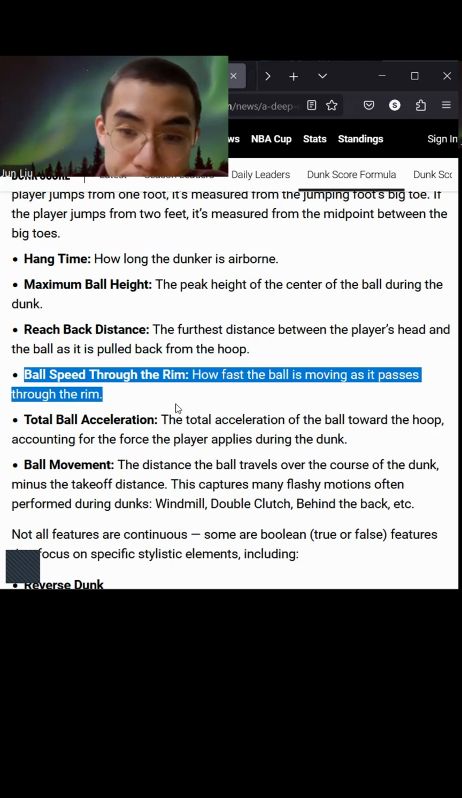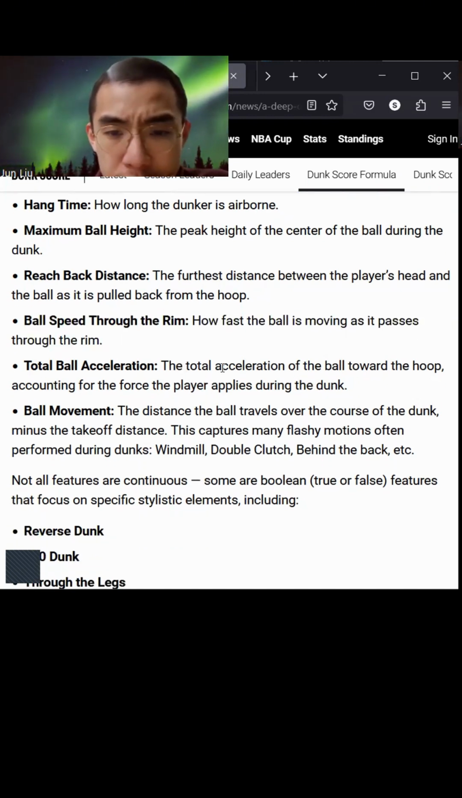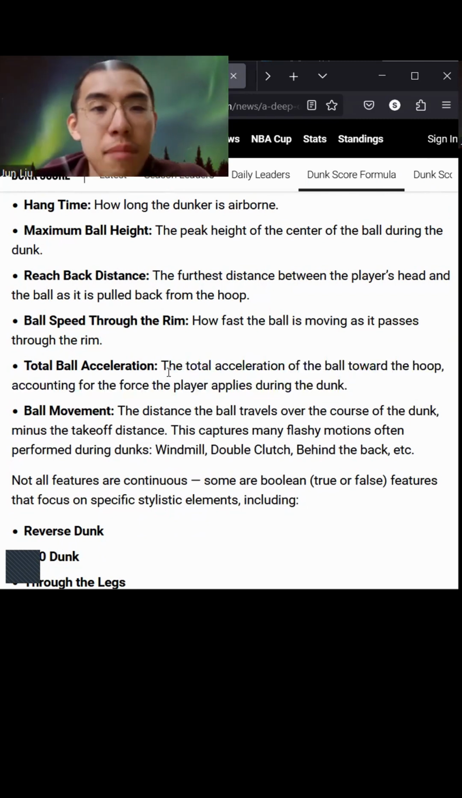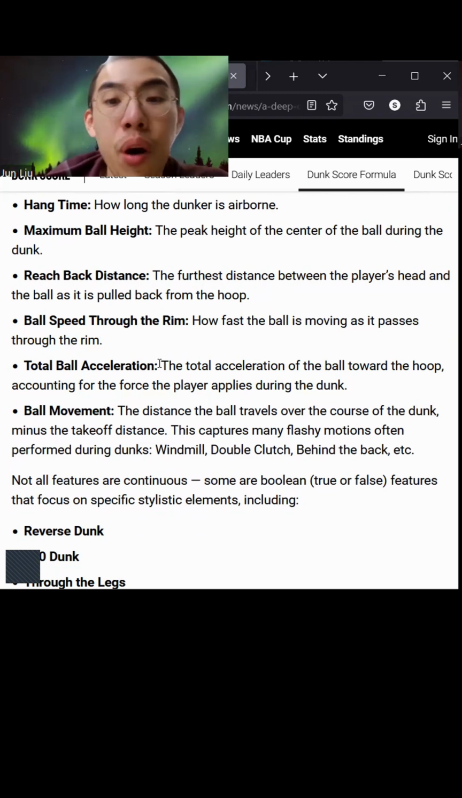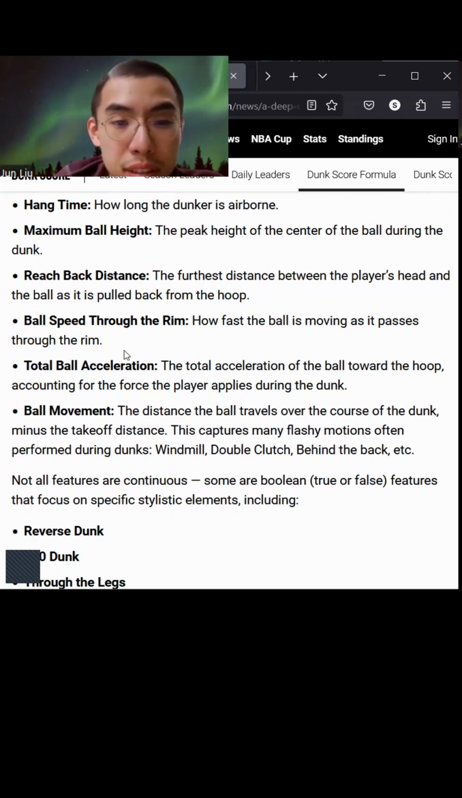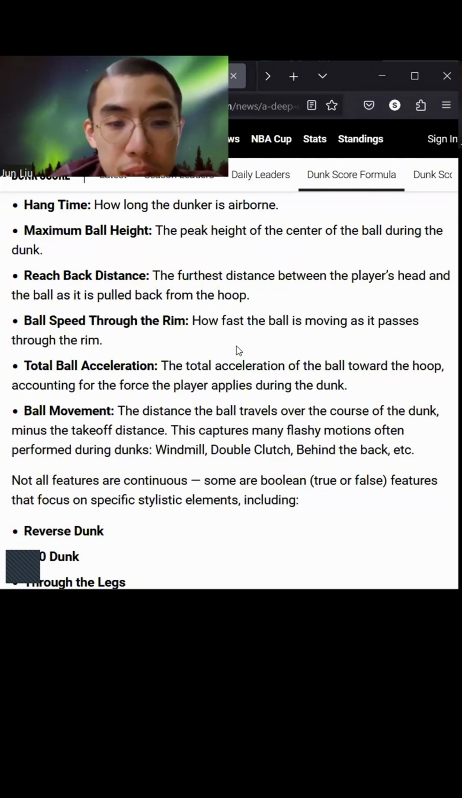Ball speed through the rim and the ball acceleration. So the total acceleration, now, the acceleration obviously changes through time. So I think maybe a better thing might be the acceleration of the ball at the moment it passes through the rim, right? Then it's quite similar to ball speed. So they are kind of repetitive with each other, but whatever.